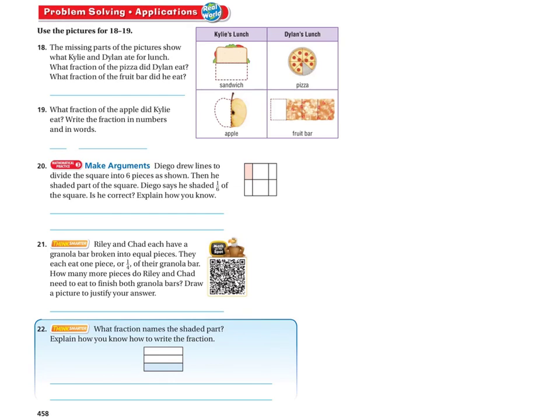Hi, third grade. Today we are doing pages 458 and 464. On page 464, we are skipping number 15. Here we go.